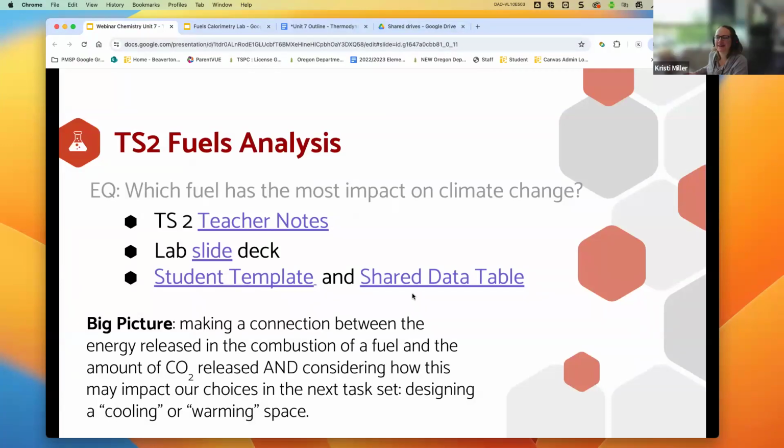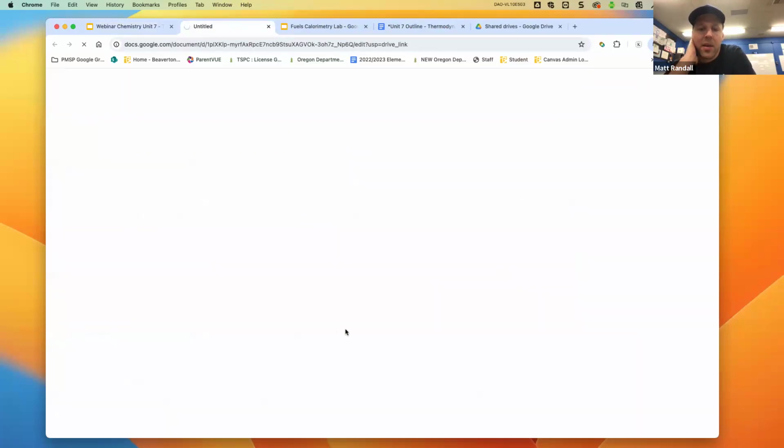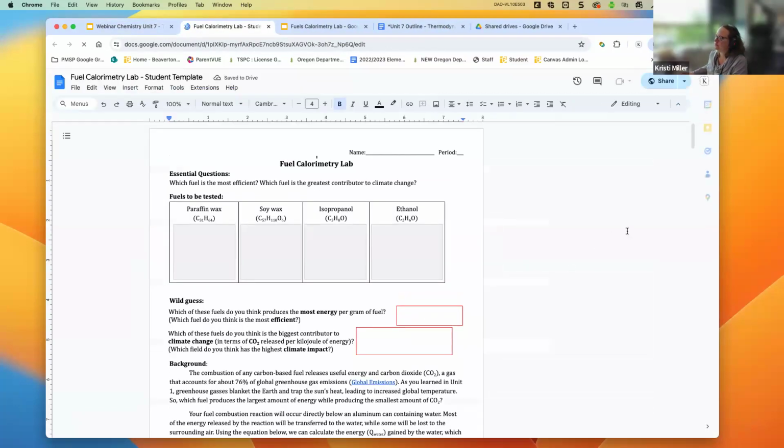And then, if you're able to click through the student lab template or open that up, I'm going to share a couple things about that. And then it's related, there's some related information in the teacher notes.